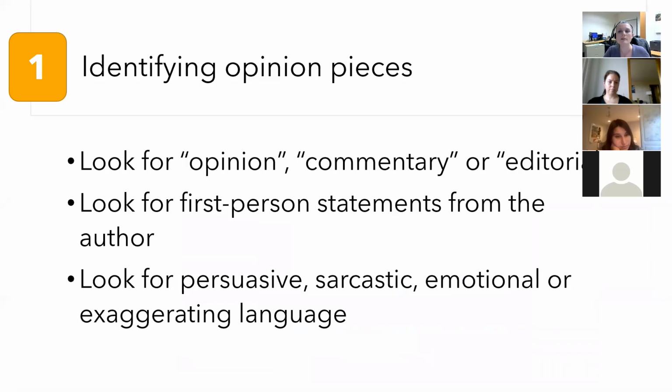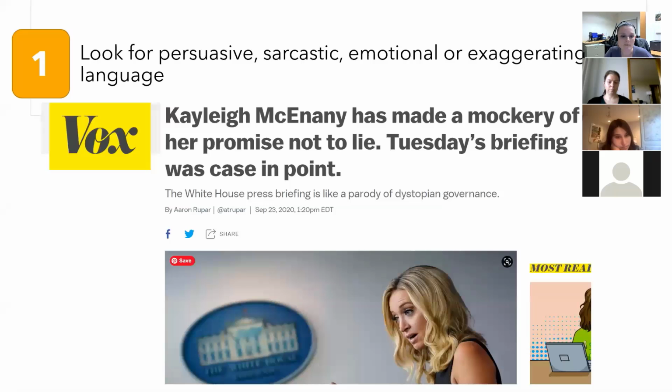So how else can we identify opinion pieces? Look for those words: opinion, commentary, editorial. Look for first person statements like I feel, or this is my perspective. And look for persuasive, sarcastic, emotional, exaggerating language. One example might be the last one we looked at. It was a little bit sarcastic.